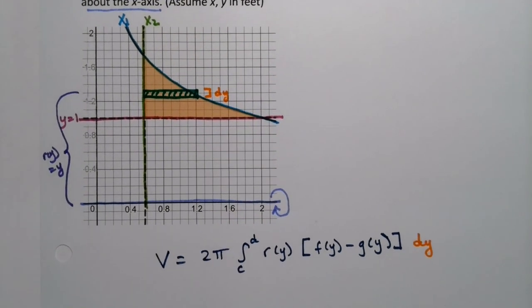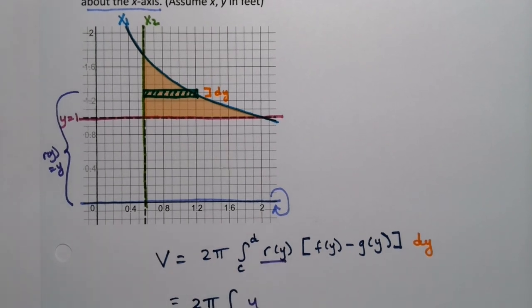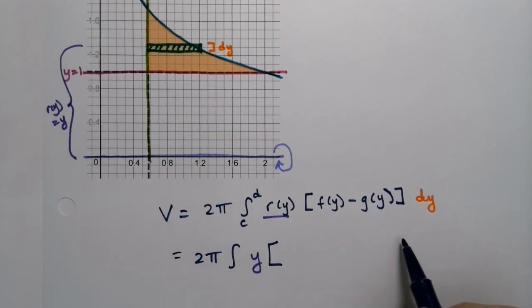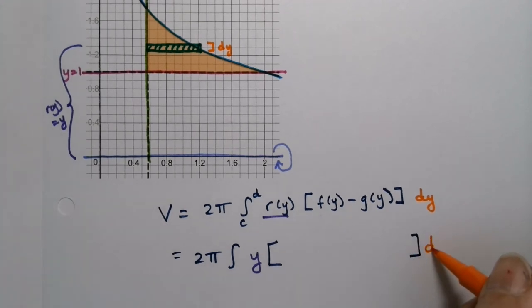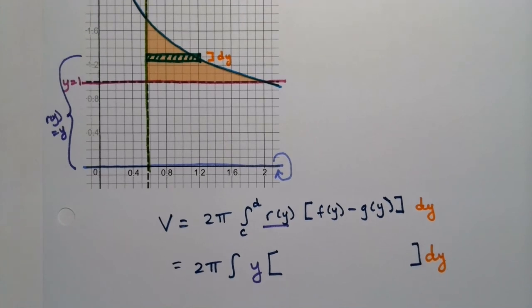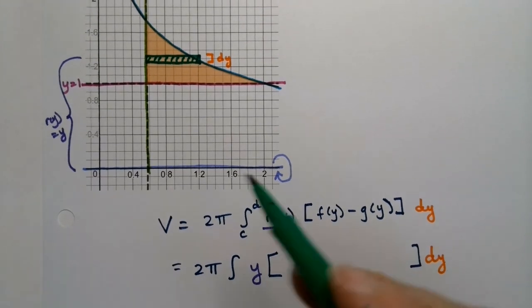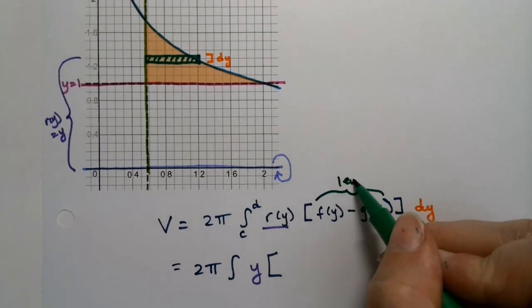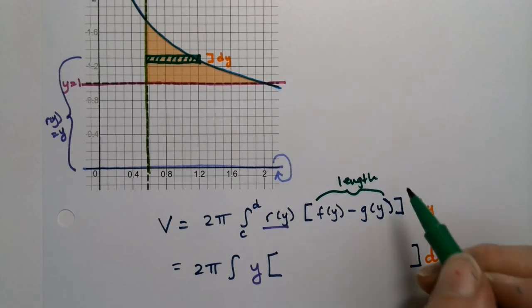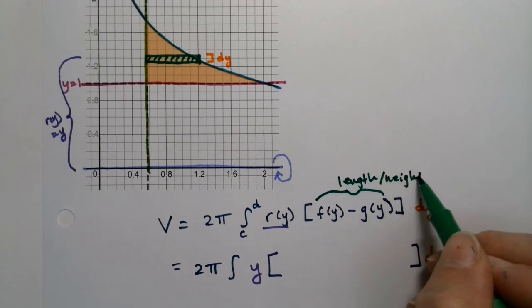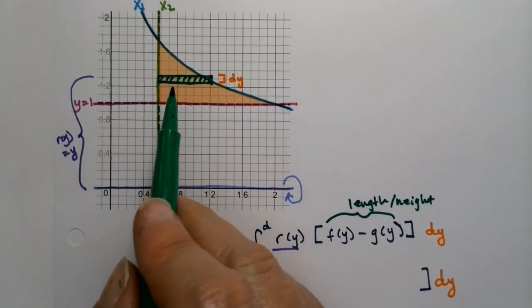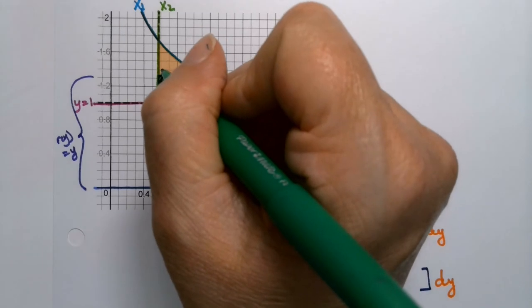So I know that my next step will be 2 pi. I'm going to have an integral there, but I know this piece is y. That part's done. And then I've got some other stuff in there that I've got to figure out. And then I know it's dy. Okay, now let's figure out the f of y minus g of y, because that's the length part right here. This is the length of that rectangle, or the height of that rectangle, whichever way you want to think about it. Okay, so if I look here, I need to be able to find this length.